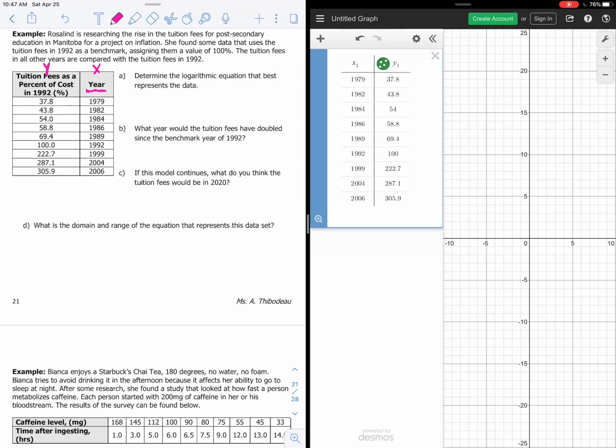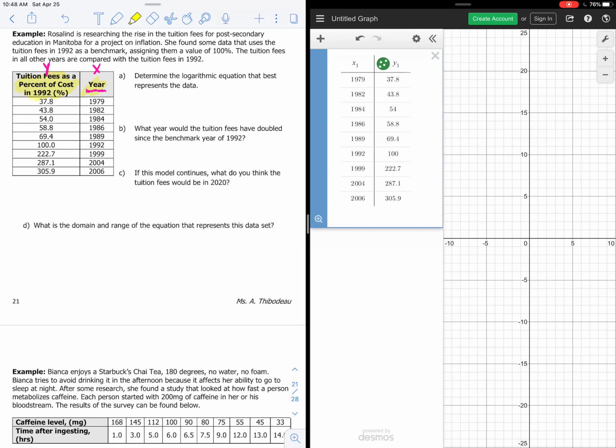So you need to make sure you ask yourself, is this x or is this y? Right? Which one is the independent variable and which one's the dependent variable? Because it won't always be given to you in order. All right, that's my spiel.